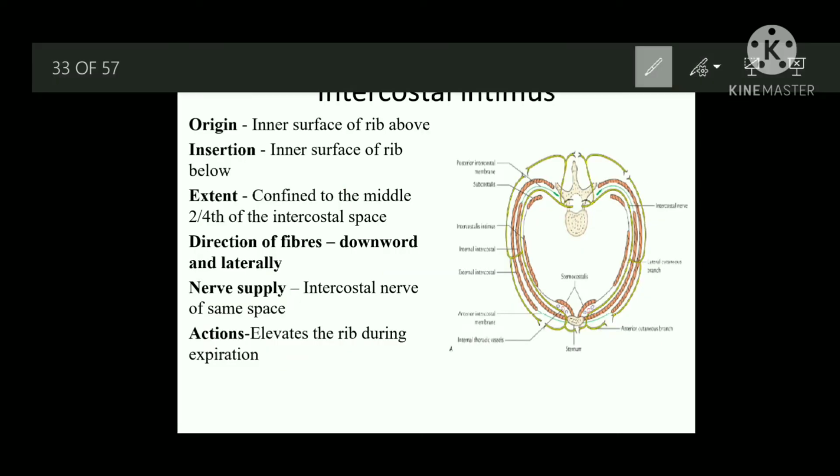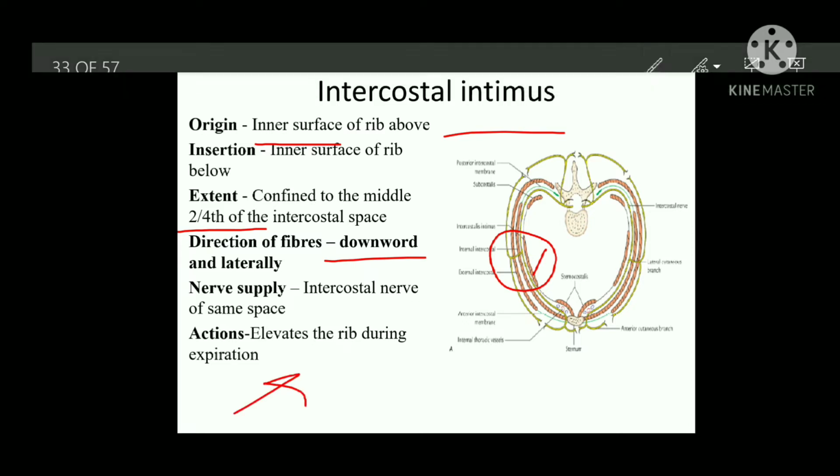Now intercostalis intimus muscle is confined to the middle two-fourths of all the intercostal spaces. The fibers of this intercostalis intimus muscle arise from the inner surface of the rib above, and insert into the inner surface of the rib below. Direction of fibers is downward and laterally, and it helps in the elevation of the rib during expiration.